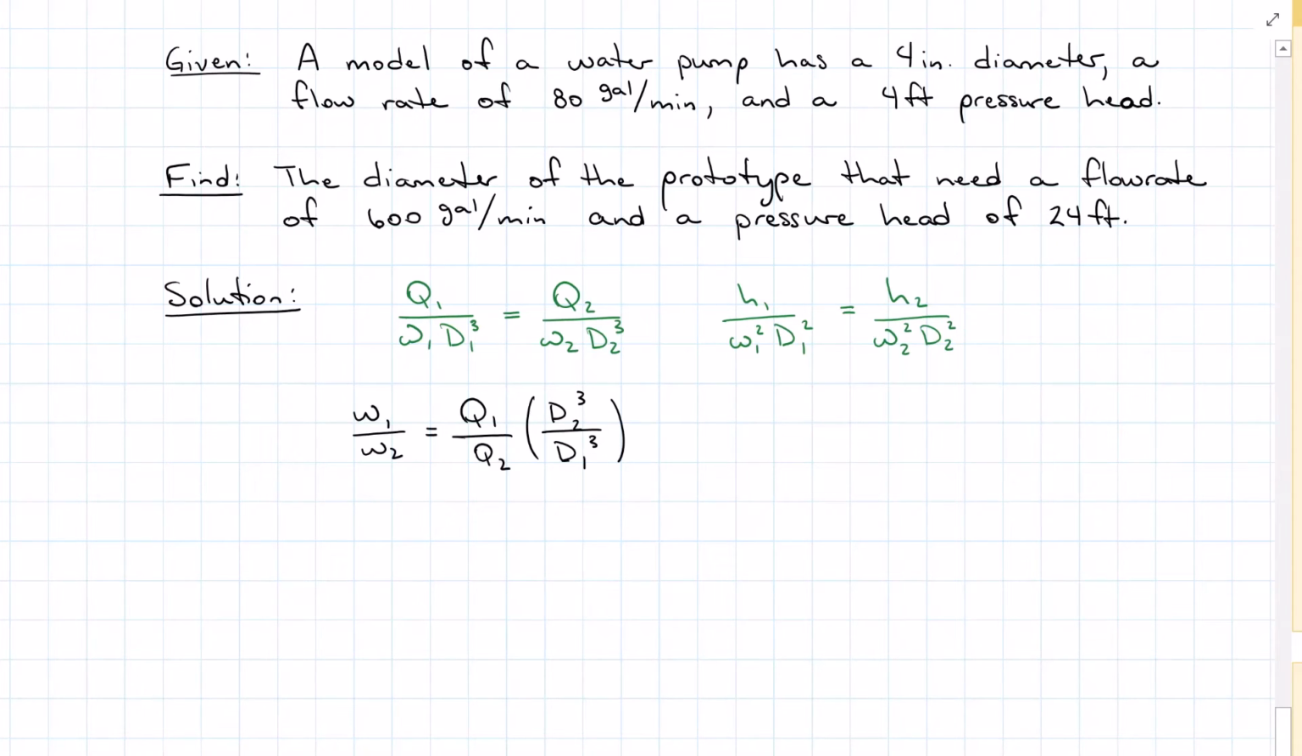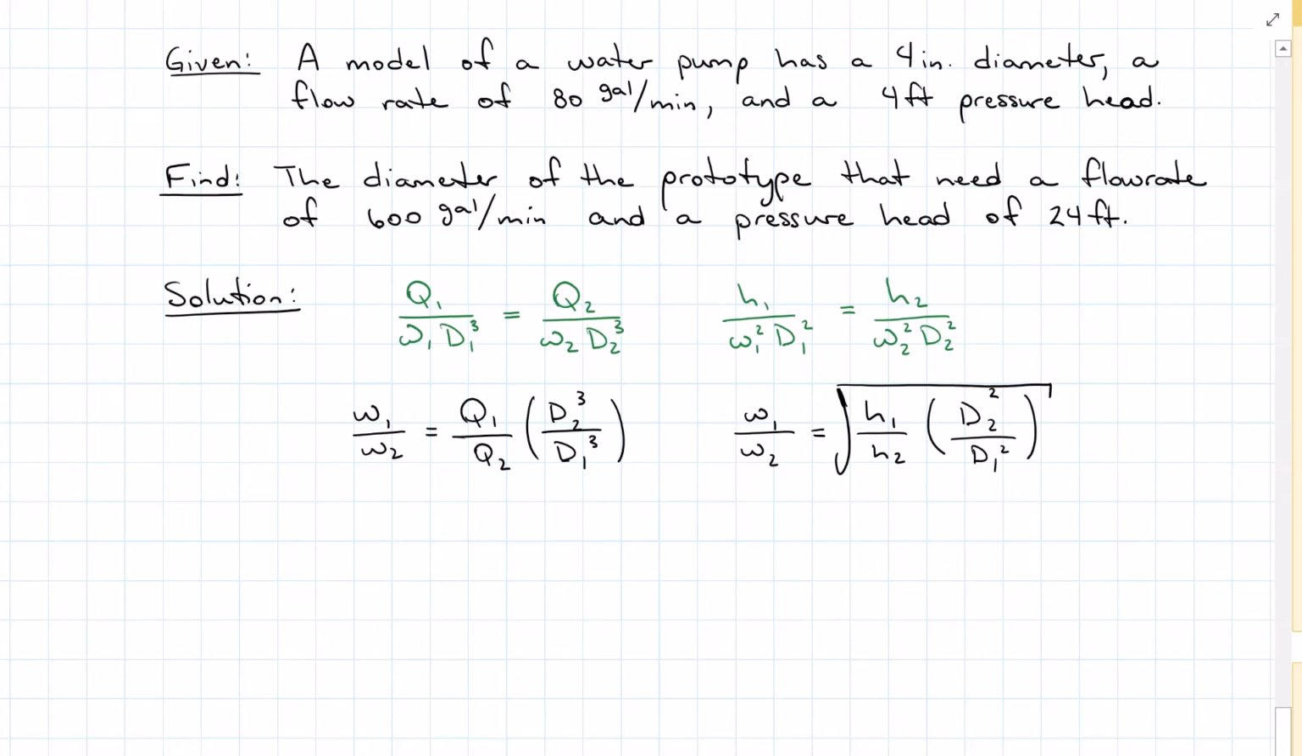Rearranging my flow coefficient to get the impeller speeds on one side, I get flow 1 over flow 2 times diameter 2 cubed divided by diameter 1 cubed. I'm going to do the same thing on the head side. Isolating my impeller speed on the head coefficient, I get the square root of h1 divided by h2 times d2 squared divided by d1 squared.